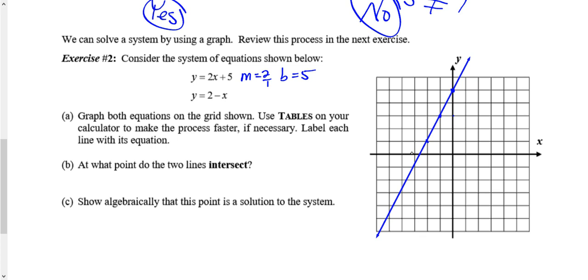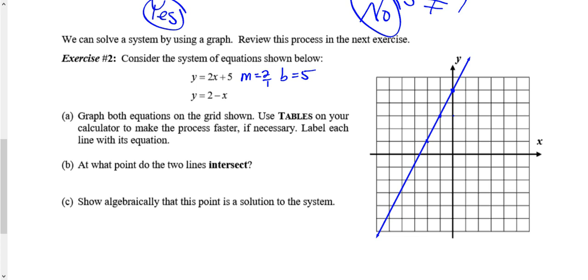Okay, so try to be accurate, right? If you're going to solve by graphing, you want to be accurate, with a straight edge and very careful, because you're looking for the intersection point. You want that to be accurate.